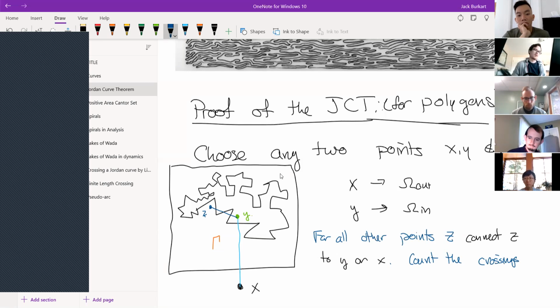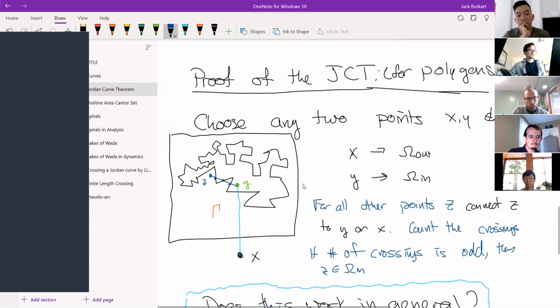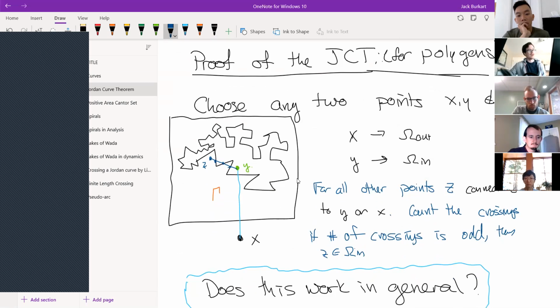All right. So right here, I have one crossing, two crossings, three crossings. Brilliant stuff. So if the number of crossings is odd, then z is in the interior complementary component. Oh, wait, no, I want it to be in the exterior complementary component. Sorry, because if you cross once, then you're going to be in the exterior complementary component. So z is going to be in omega out right here. And if even, then z is going to be in omega in.